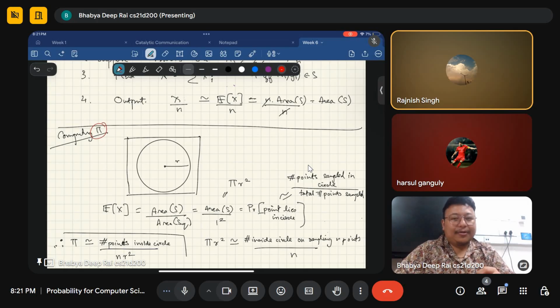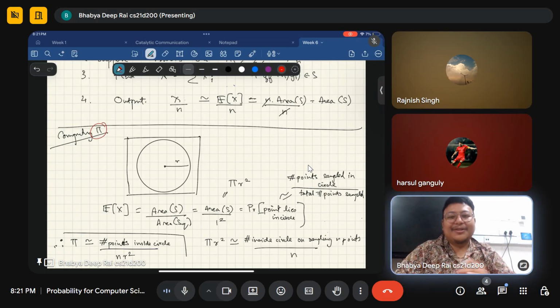Sure, but these concepts will help you in the long term, because probability like this is used everywhere. Yes, sir. Okay.